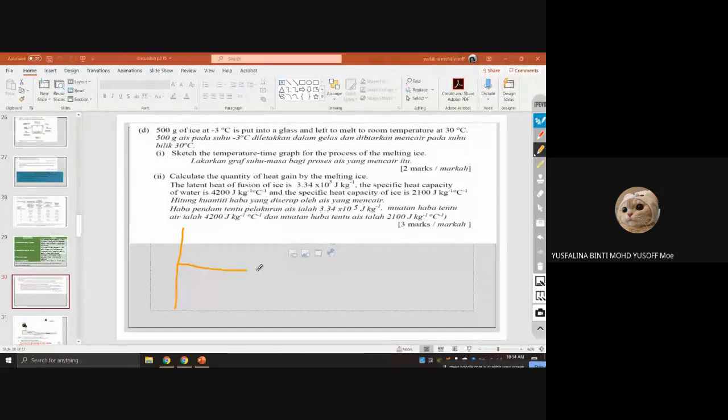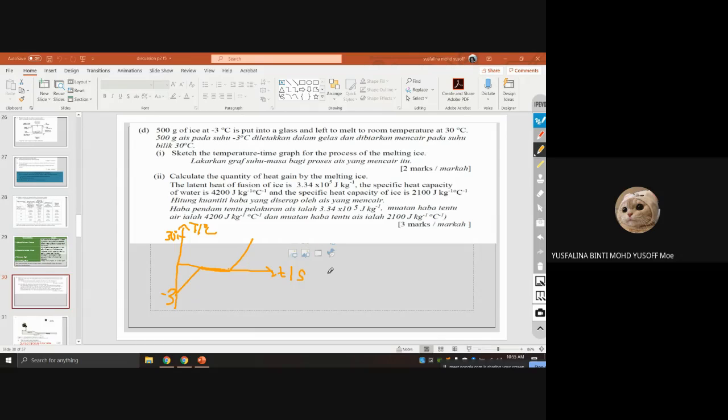Since it starts from negative 3, we start from here, so this one should be negative 3. And you know that ice will melt at 0 degrees Celsius, and after that the temperature will increase until here, 30 degrees Celsius. This axis is the temperature in degrees Celsius, and this one is the time in seconds. So this is the graph.